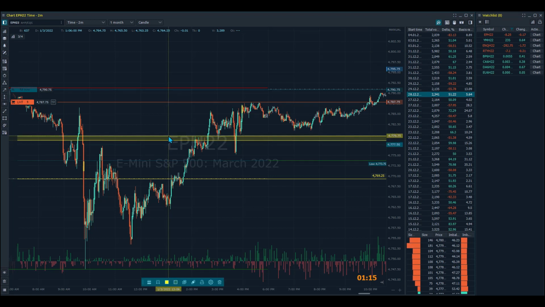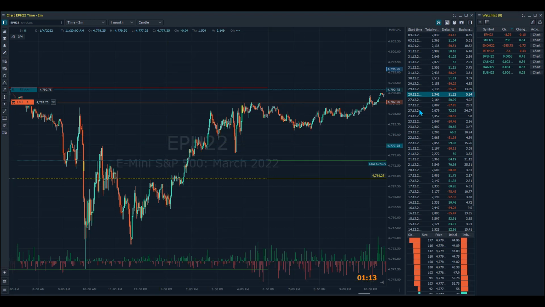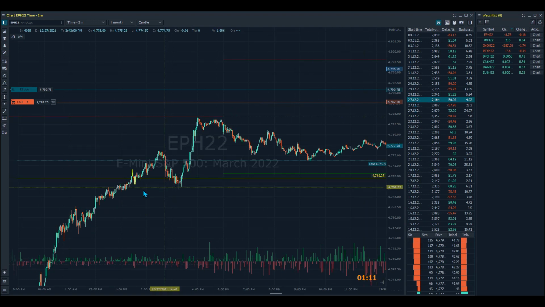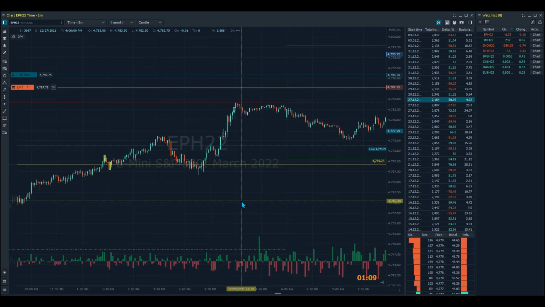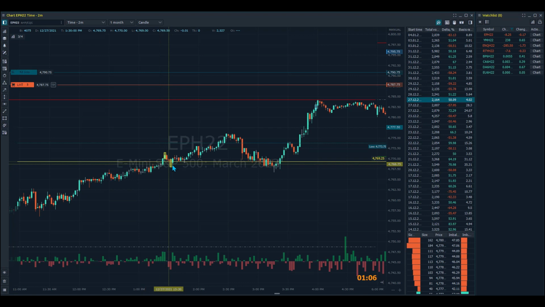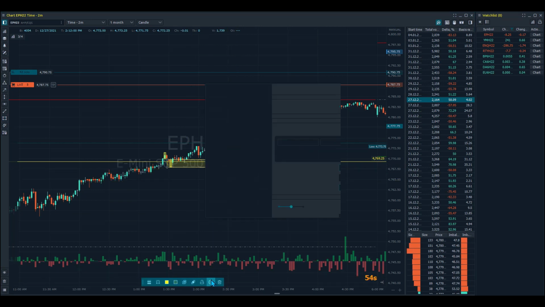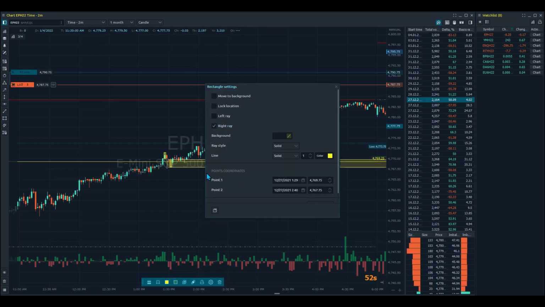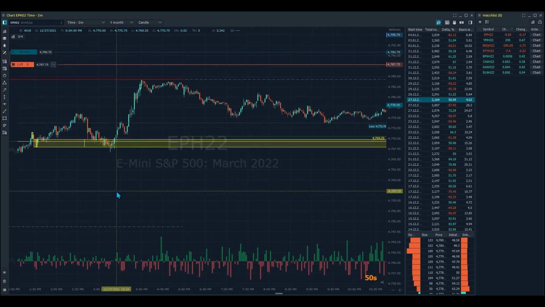Let's delete this. Let's look at the next one. There's two right here, these two zones right here. We'll go with the bottom one. Extend it to the right. Let's see what it did.